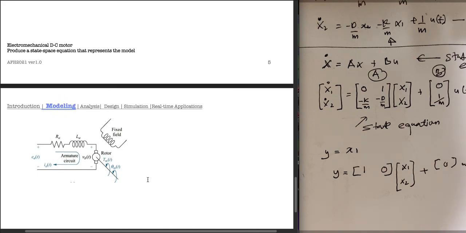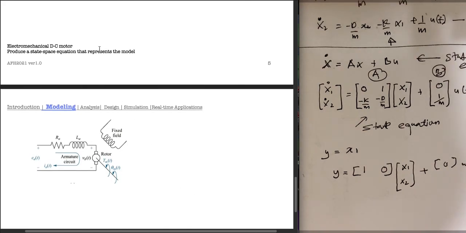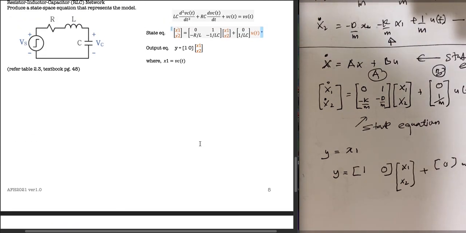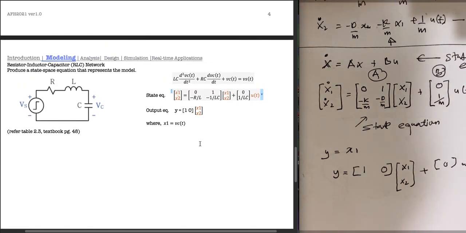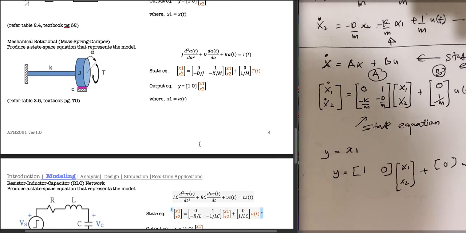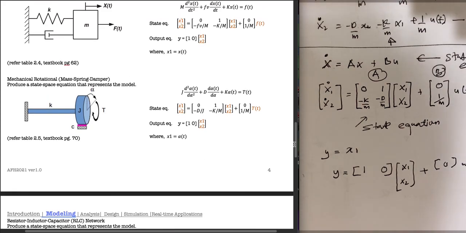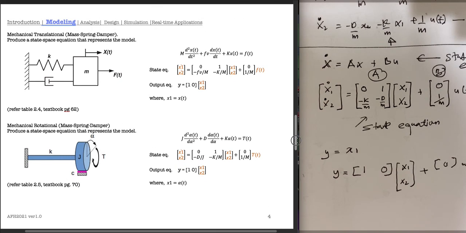I think the same thing for the electromechanical DC motor. You can simply transform them to a state space model. Okay, I will provide you some examples so that you can try to solve to model and to transform between the models.